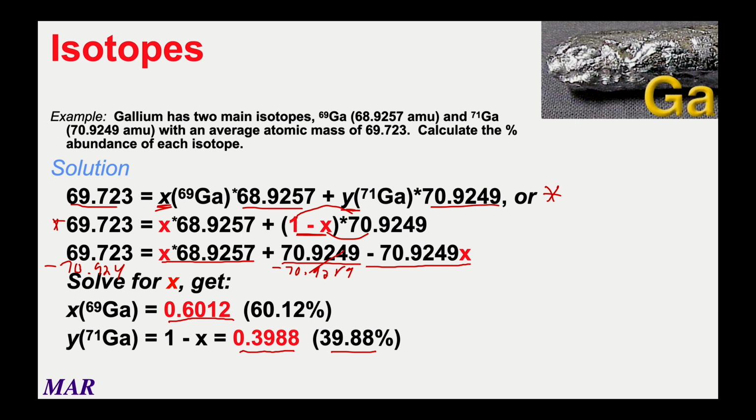So this is kind of a cool technique. It only works when you have two isotopes and you don't know their percentages. If you have three, you've got to go back to the drawing board. But with two of them, this works really well. Make sure you know how to do it. It's kind of a cool little technique to be able to master.